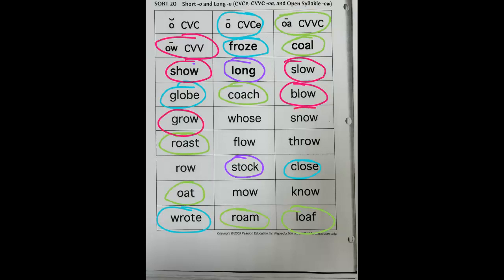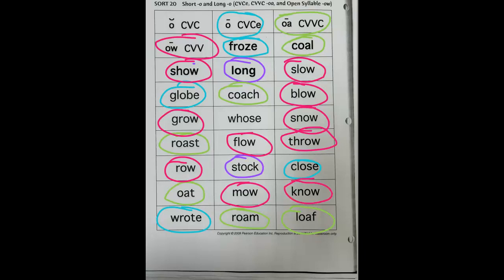Snow. Did you see the snow? Flow. Are you good at going with the flow? Throw. This is like, please throw me the ball. Row. Do you like to row your boat? Mow. Have you ever had to mow the lawn? And this is know, like I know the answer.